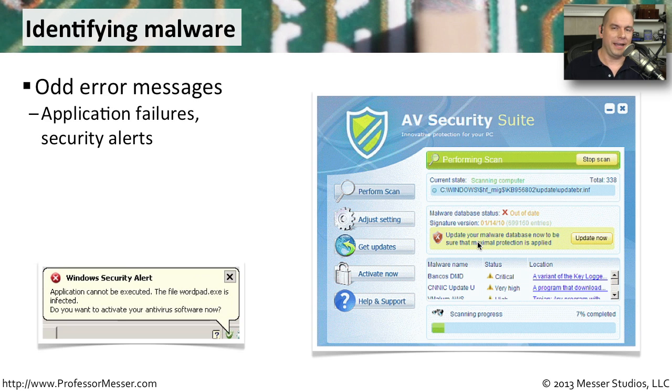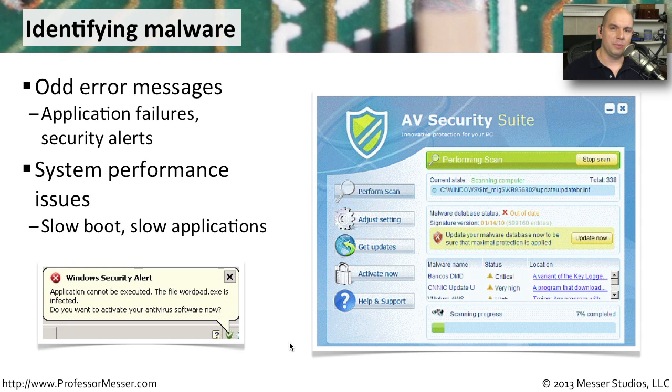Sometimes it looks like an antivirus software is running on your computer, like the AV Security Suite, but in reality, this is a piece of malware. Sometimes you can pick out little problems like this one that says, update your malware database now to be sure that maximal protection is applied.